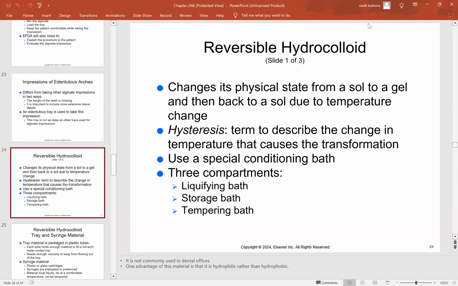Reversible hydrocolloid is going to change its physical state from a sol to a gel and then back to a sol due to temperature. Hysteresis is the term to describe the change in temperature that causes the transformation. We would use a special conditioning bath, and there are 3 compartments: the liquefying bath, the storage bath, and the tempering bath.